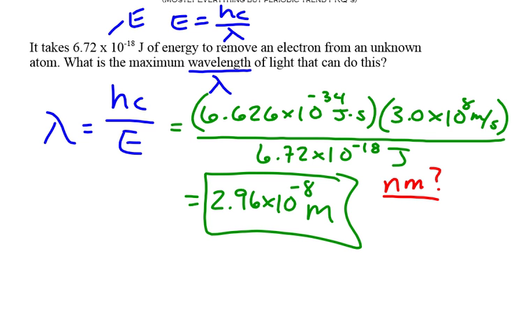So nanometers is times 10 to the negative 9th. So my question is to you: is it 29.6 nanometers? Or is it 0.296 nanometers? You're like, wait, what are you talking about? So if I want to convert this to times 10 to the negative 9th meters, where does that decimal go? Seth, is it 29.6 or 0.296?